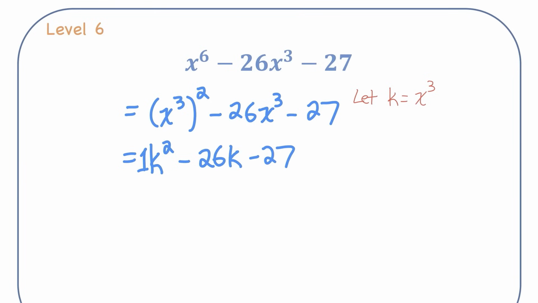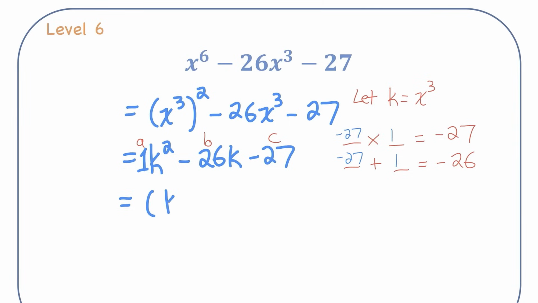Now that's a quadratic where the a value is 1. So I just need to find numbers that have a product of c, negative 27, and a sum of b, negative 26. The numbers that satisfy that product and sum are negative 27 and 1. So I know that this quadratic would factor to k minus 27 multiplied by k plus 1. But remember, those k's are actually x cubed. So let me change them back to x cubed.